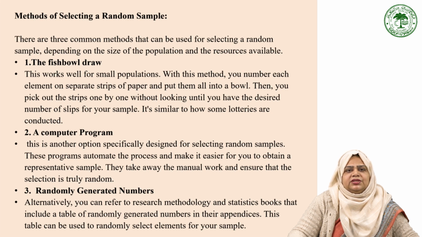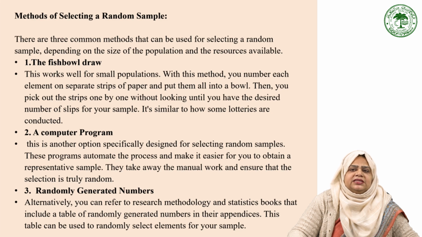The third method that is used by researchers for selection of a random sample is a table of randomly generated numbers. Many research methodology and statistics books include these tables in their appendixes. These tables provide a list of pre-generated random numbers that can be utilized for selecting a random sample.